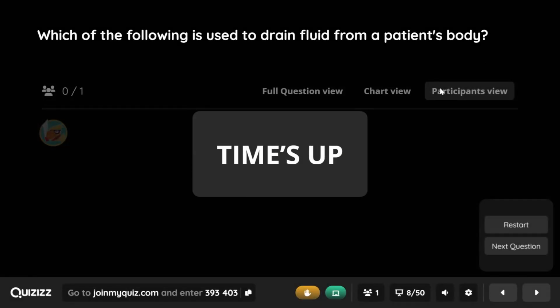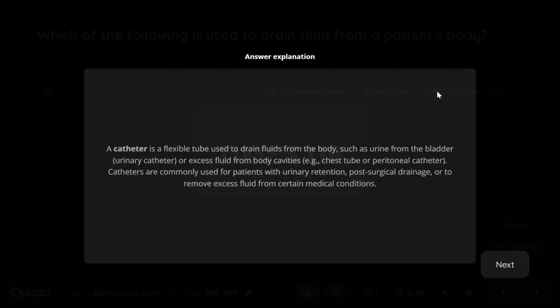Our answer for this is going to be a catheter, okay? Catheters are flexible tubes that are used to drain fluid from the body. They are used to drain urine from our bladder or excess fluid from the body cavities, like a chest tube. Catheters are commonly used for patients with urinary retention and post-surgical drainage, or even to remove excess fluid from certain medical conditions. Now, as medical assistants, it's not in your scope of practice to put in catheters, but we still have to know how they function and work.